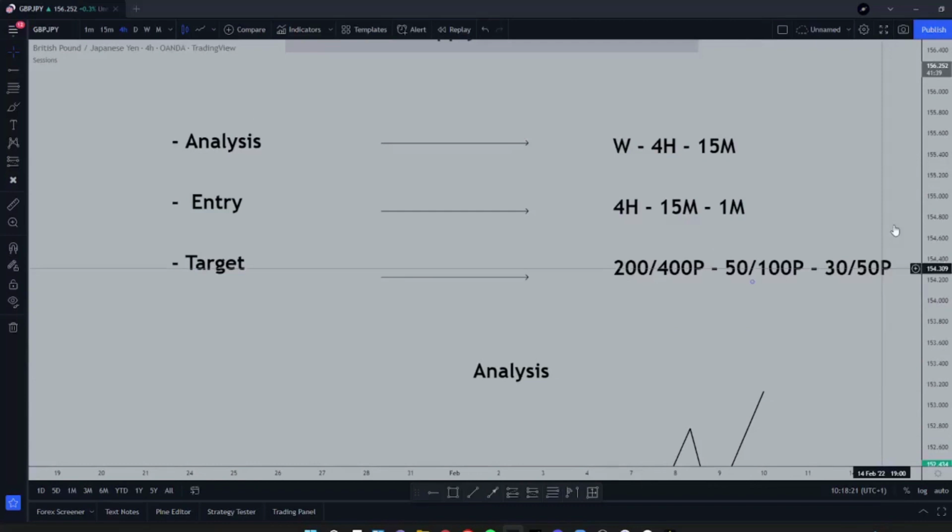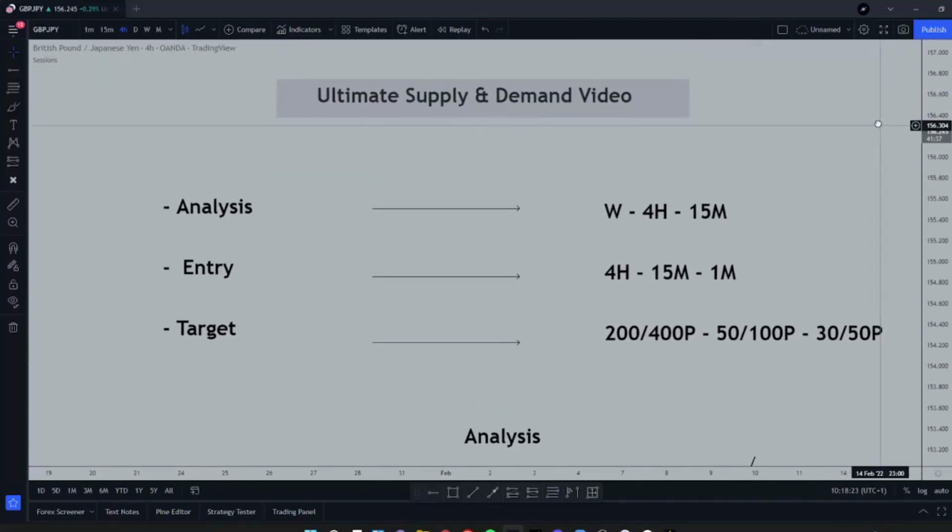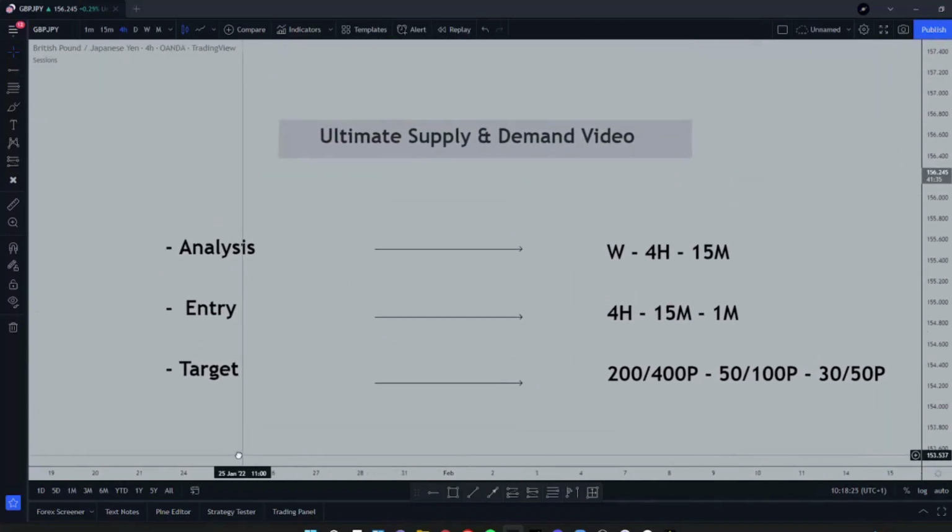I'll go back to the beginning. We have analysis, we have entries, we have targets. Now, as an example, I could use a weekly zone, for example, with a 4-hour entry, or I could use maybe a 4-hour zone with a 50-minute entry, where we'll see more examples.